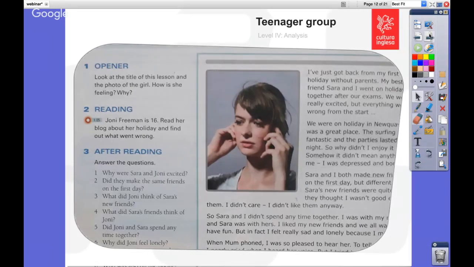So my idea is here, after reading, instead of answering the questions, would be the analysis phase. So my idea here is to ask students to select part of the story they think is the funniest, the saddest, the happiest, and the most unbelievable. And this criteria suits this story really well. So I think it's fun. They can do this together.